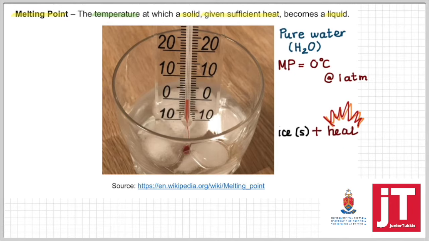So in other words, if we take solid ice and we add heat to it, once we reach a temperature of 0 degrees Celsius, we will start to see it change phase into liquid water. 0 degrees Celsius is therefore the melting point of pure water or pure H2O.